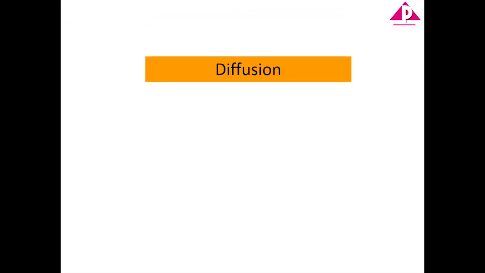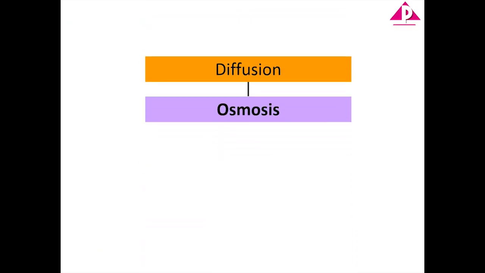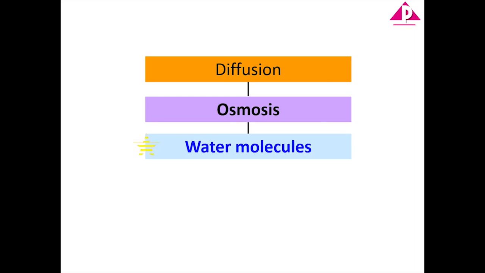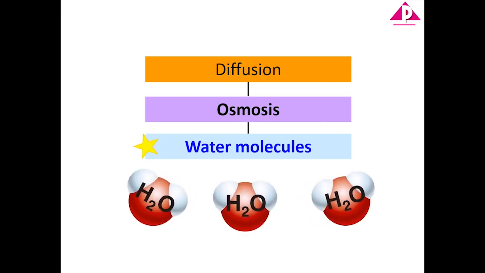Osmosis can be considered as a specific type of diffusion. It is the net movement of water molecules across a differentially permeable membrane. In this case, water molecules lead the role, and we will focus on their net movement.